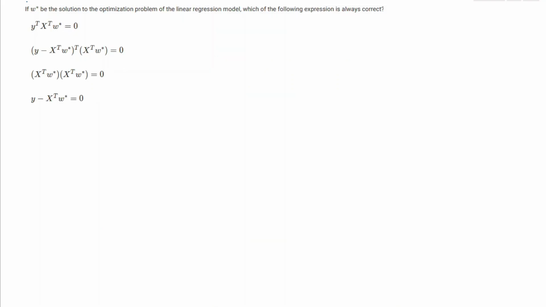So here we have the question where it says if W star is the solution of the optimization problem of the linear regression model. What does that mean? That means that W star is nothing but argmin over W of the summation of (W transpose xi minus yi) whole square, right? Now in matrix format you can write it as argmin over W of the norm squared of (x transpose W minus y).